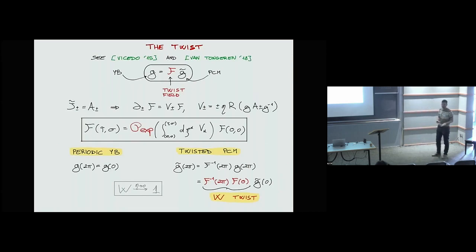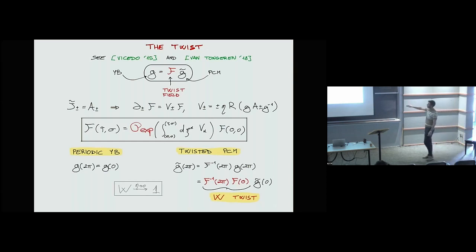Well, this on-shell equivalence will imply that at least on one of the two sides, you will have twisted boundary conditions. And one way to see it is to relate the degrees of freedom of this Yang-Baxter model that I call G to the ones of the principal chiral model, G tilde, by an element of the Lie group that I call F, the twist field, because then imposing this on-shell equivalence condition, J tilde is equal to A, I obtain a differential equation for F that reads like this, and we know how to solve this. It's given by this path-ordered exponential.